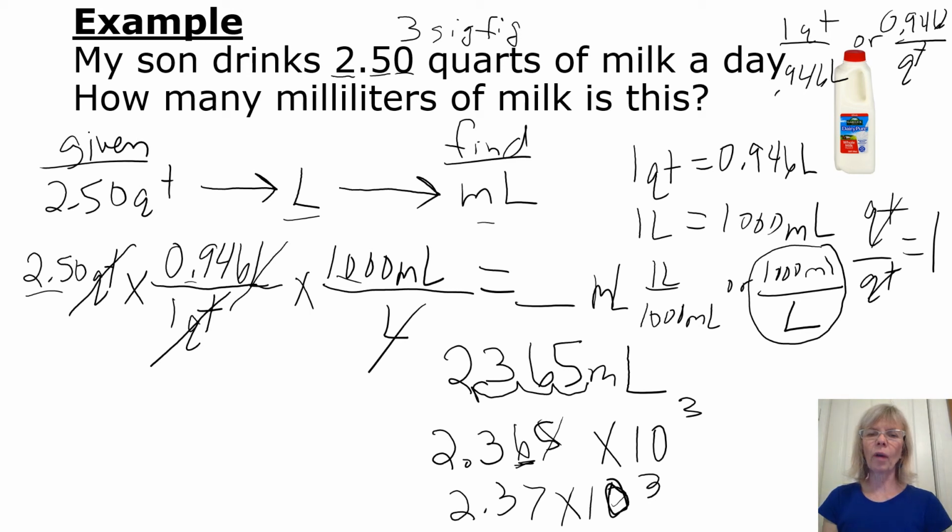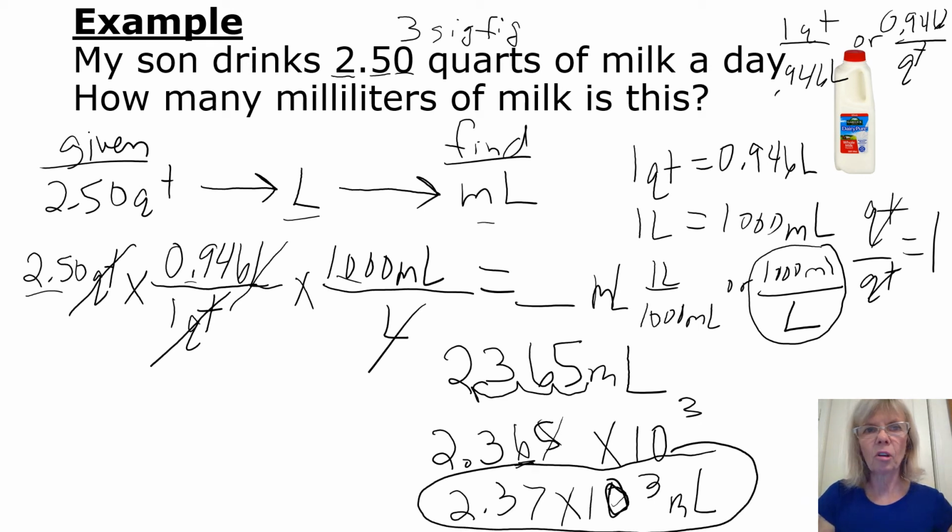Okay, so based on rounding rules, any number 5 or greater, the number next to it, you would round up 1. So if the number here was a 4, you would just drop that 4 and you'd have 2.36. So final answer is 2.37 times 10 to the third milliliters of milk. That's how much milk my son drinks in one day.